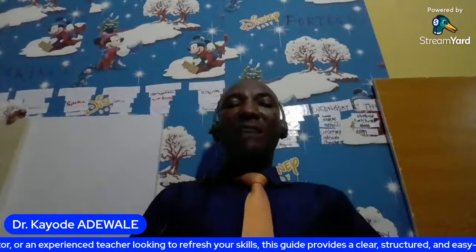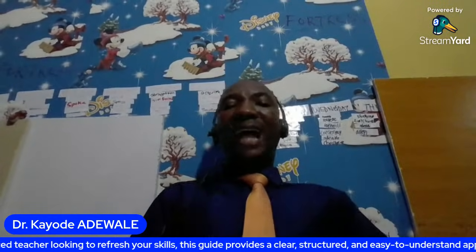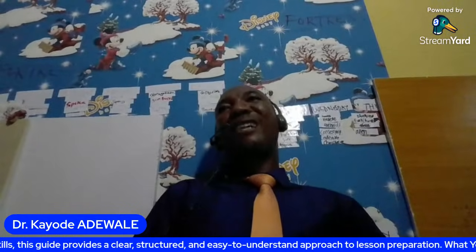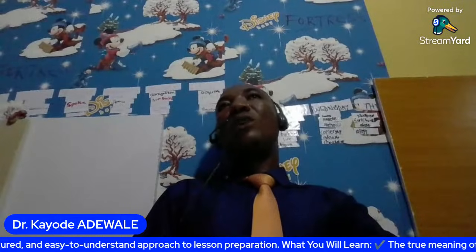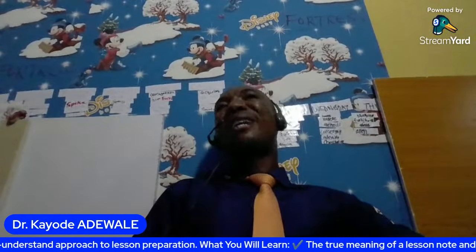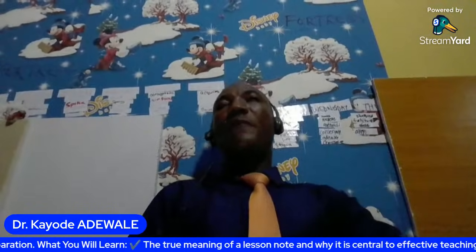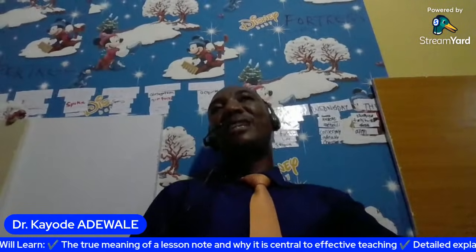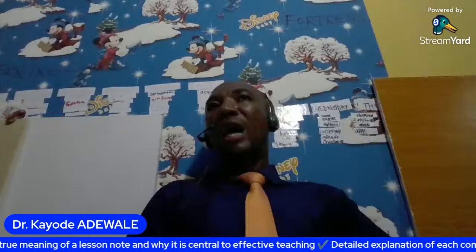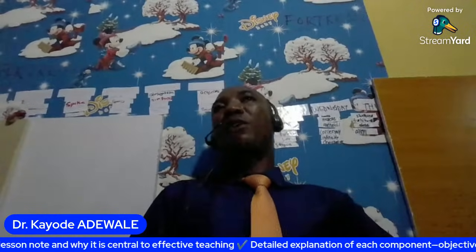So the next one is evaluation. Likewise, your evaluation is to know if you have achieved what you put in your stated objective. So your evaluation too must go in line with your instructional objective. So if you have said by the end of the lesson, the student should be able to identify different types of what? Fraction.